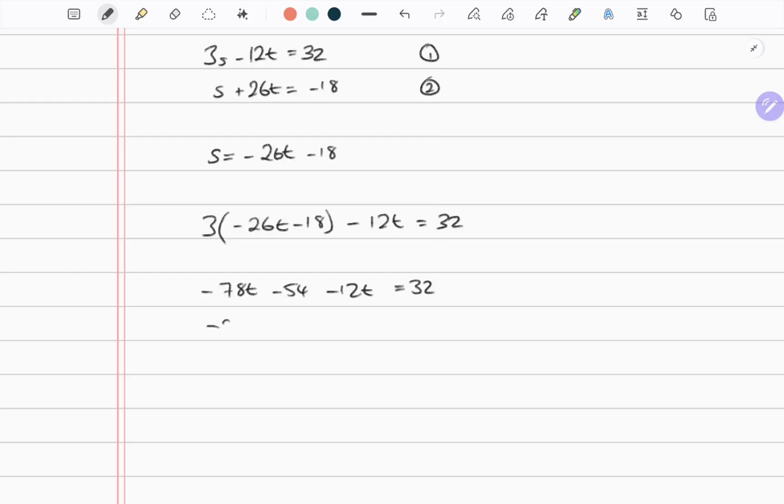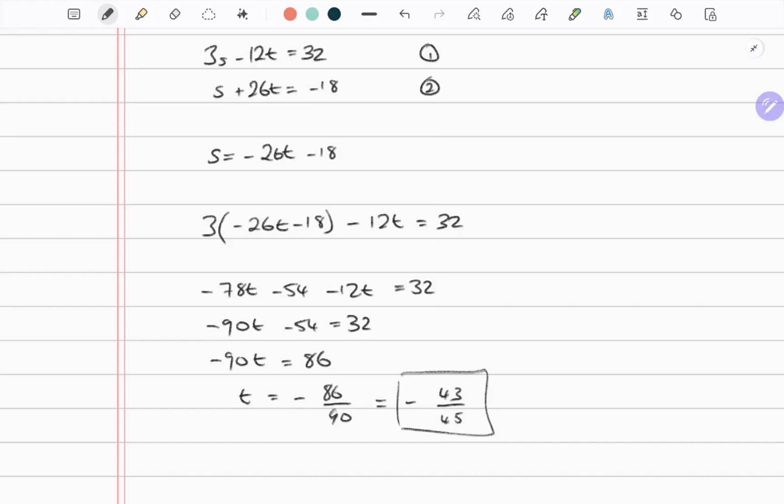So let's tidy some of this up. So we have minus 90t minus 54 equals 32. So let's add 54 to both sides. So we have minus 90t equals 86. Therefore, t is equal to minus 86 over 90. We can simplify that pretty much just by cutting it in half. So that's going to be minus 43 over 45. So that's our value for t.